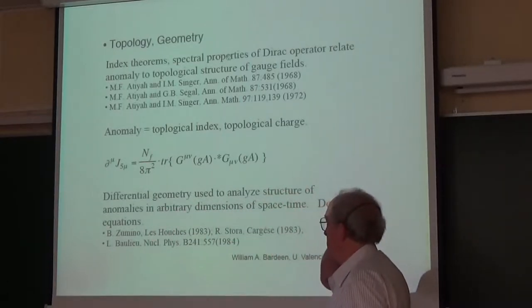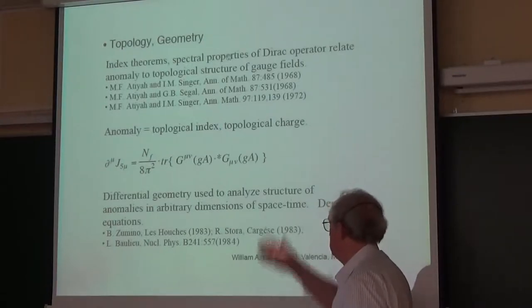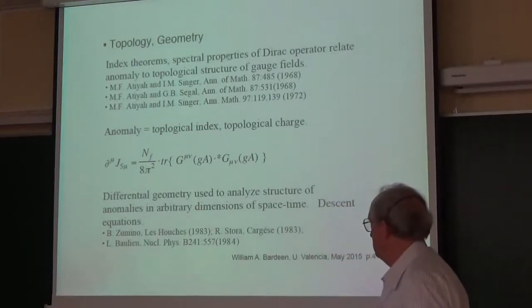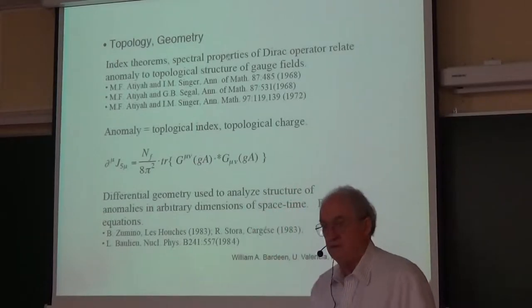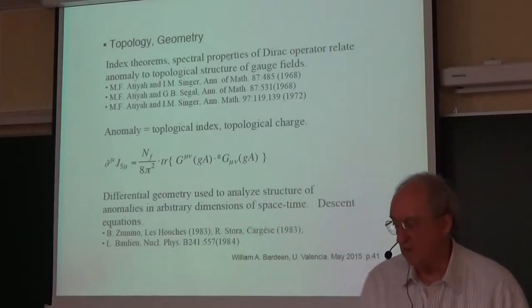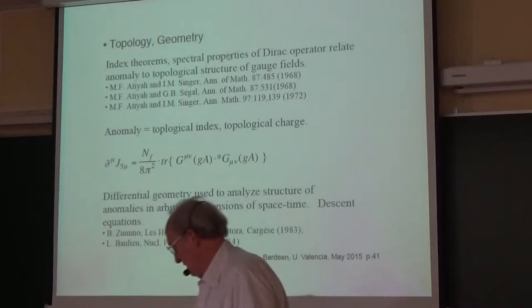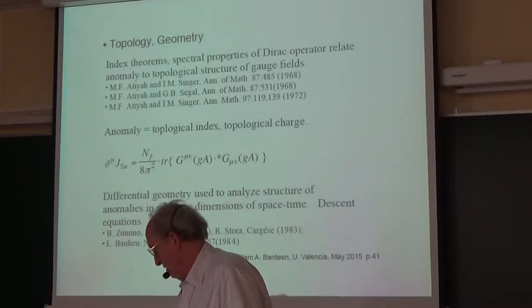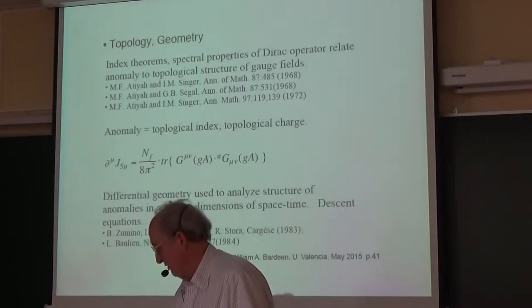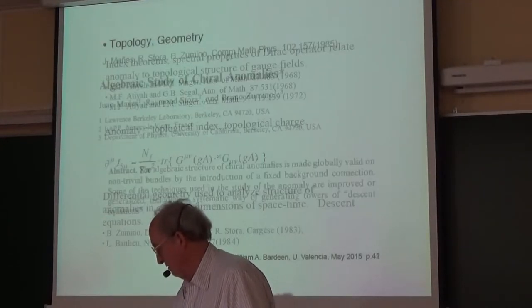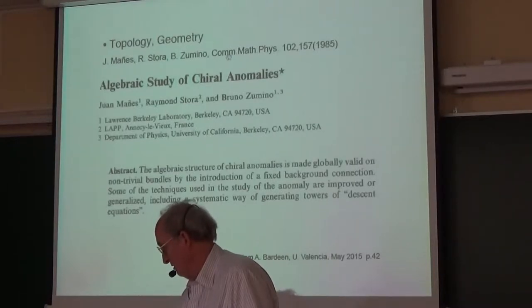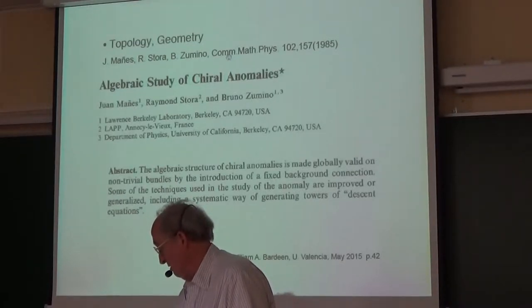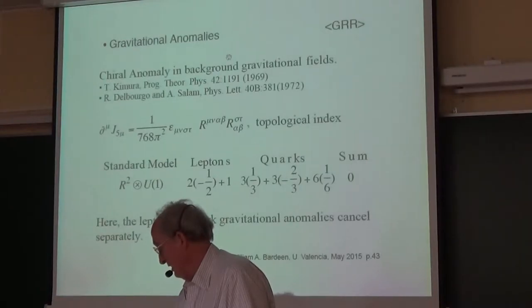And this is just a restatement that the divergence of the singlet axial current is proportional to G G dual, and this G G dual is related to the topological index of the gauge fields. And Zumino, in particular, and others have used relations to differential geometry to analyze the structure of the anomalies that way. So I just wanted to point you to a few of the papers which study this algebraic structure.